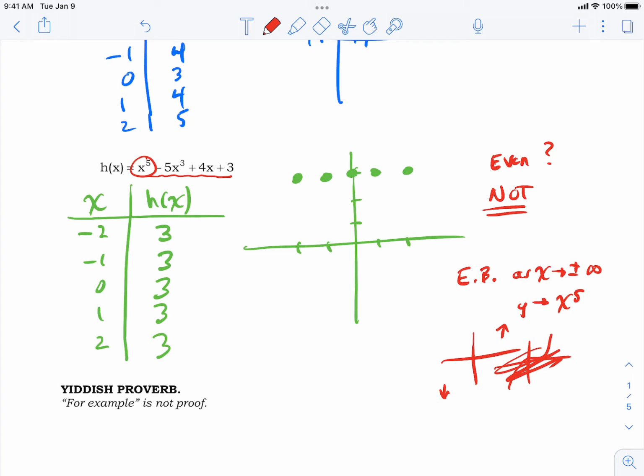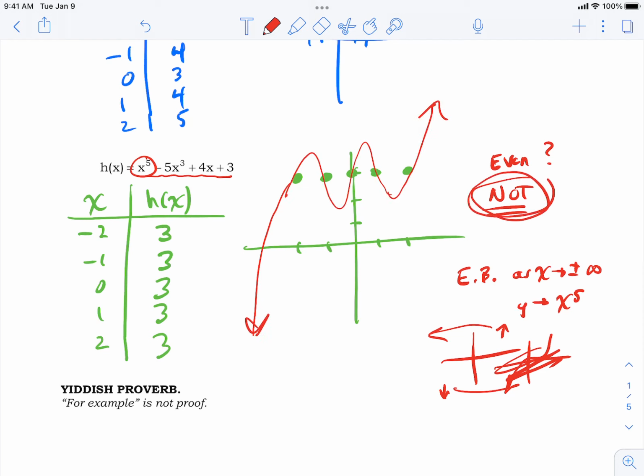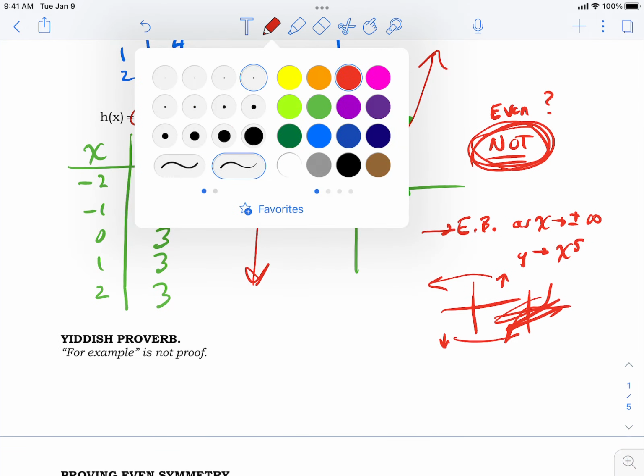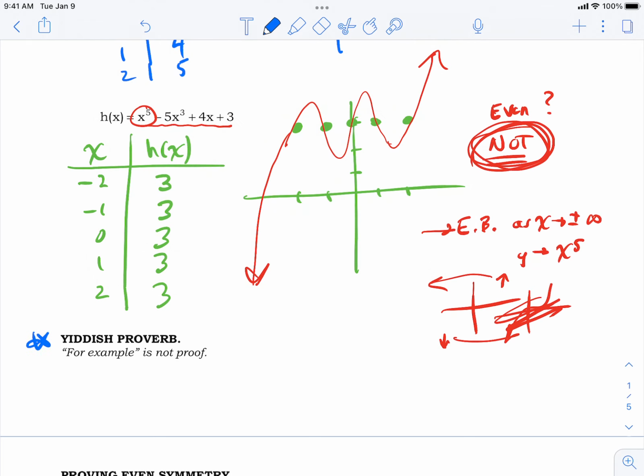Which, that's not even. This doesn't reflect over there. This doesn't reflect over there. This does not reflect across the y-axis. It's not even. This function has to do something like, now I don't know what it does in here, whatever. But it has to do something like this. Not an even function. Okay, so I proved it to you just by asking you to consider the end behavior. But this is an important point that I need to make.